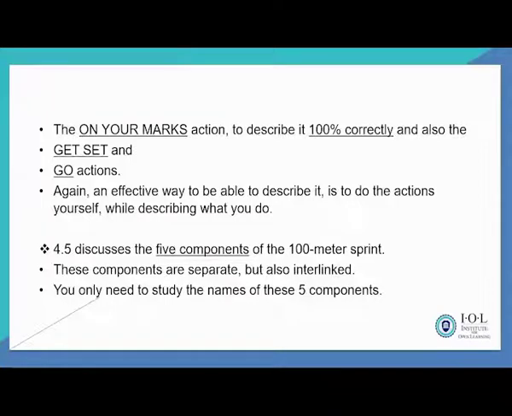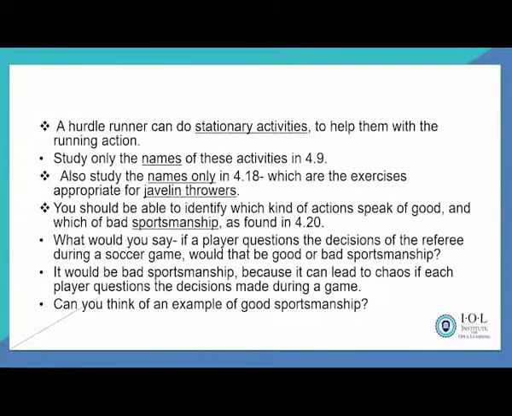4.5 discusses the 5 components of the 100-meter sprint. These components are separate but also interlinked. You only need to study the names of these 5 components. A hurdle runner can do stationary activities to help them with the running action.